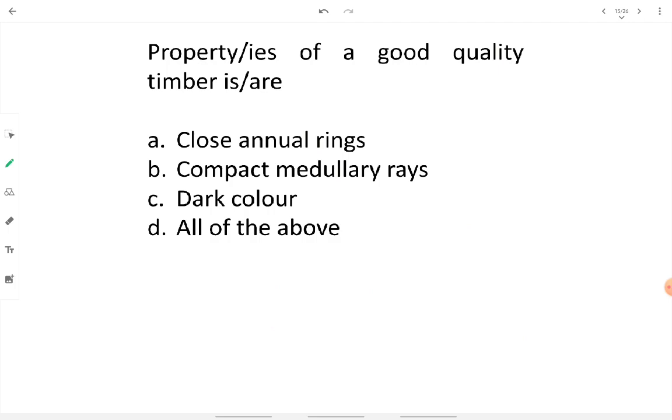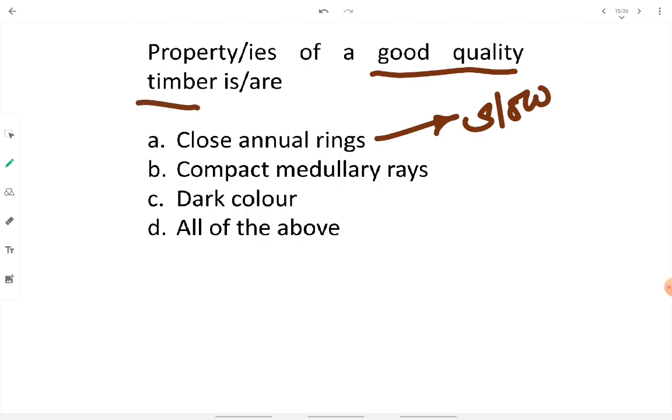Property or properties of a good quality timber is or are. There may be one or more than one, which is why the option all of the above is also provided. For good quality timber, when we say it has close annual rings, it means the growth of the tree is slow. Slow growing trees have more strength. Conifers and deciduous trees are slow growers, so they have close annual rings and good strength. It is an essential property of good quality timber. Therefore, close annual ring is a good choice for good quality timber selection.